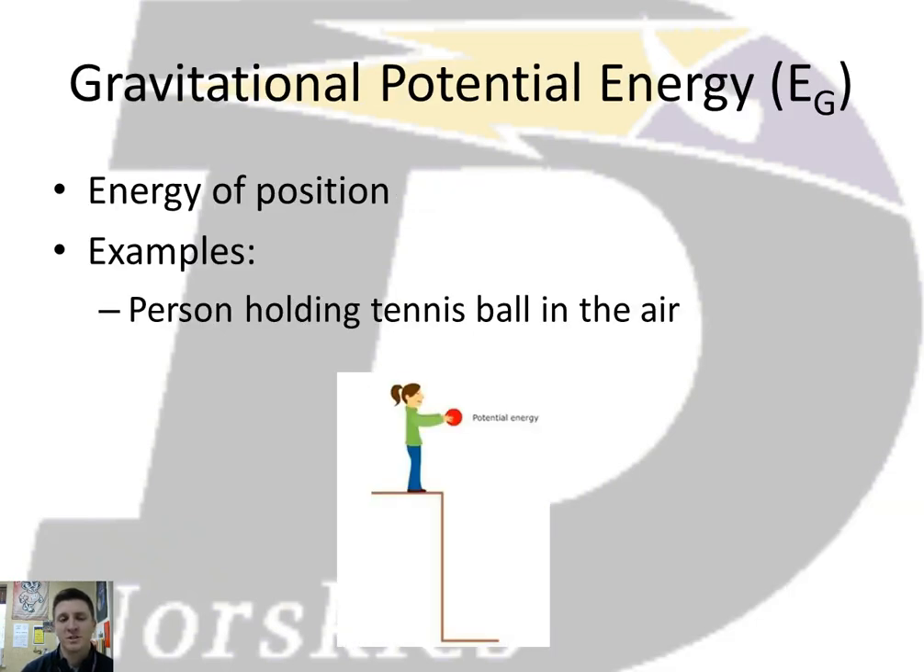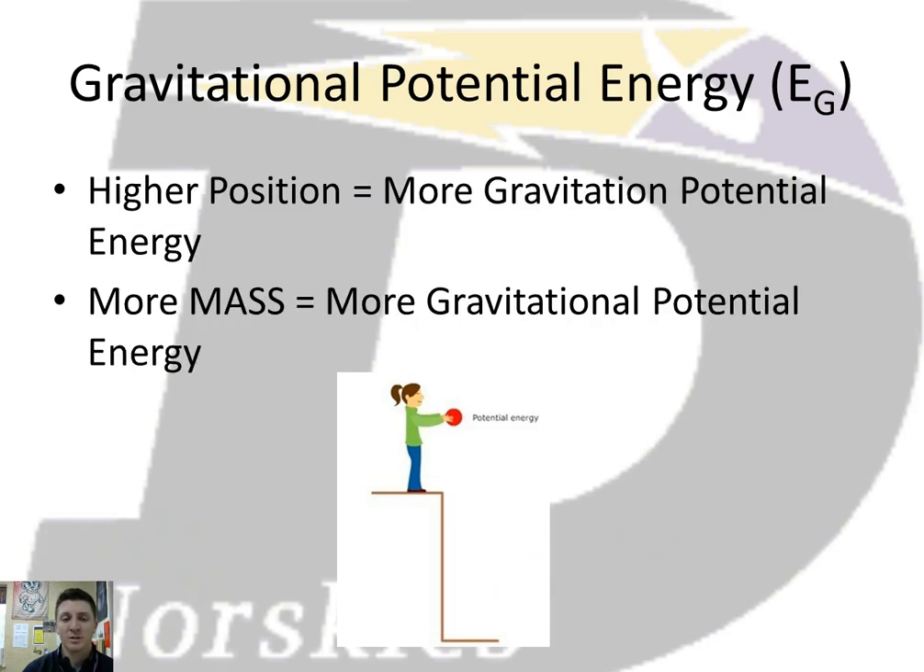The next type of energy is called gravitational potential energy, or EG. This is the energy of position. Here in this picture we have an example of a person holding a ball. Let's just say it's a tennis ball in the air. Since they are at a given height, the gravitational potential energy is much higher than a person holding the ball down at this plane right here in the picture. So again, energy of position is gravitational potential energy.